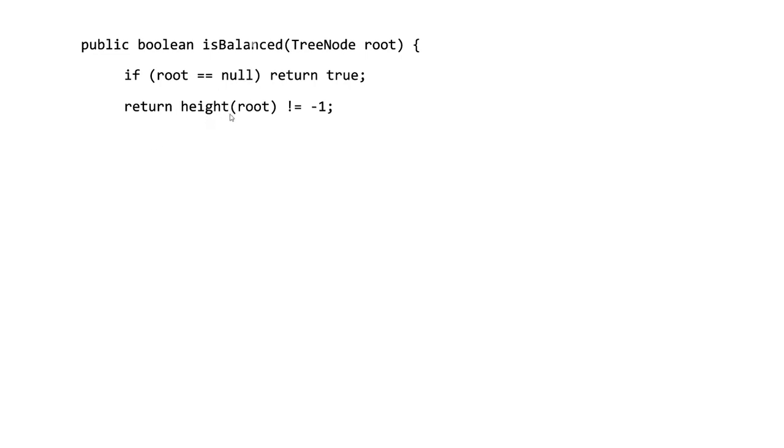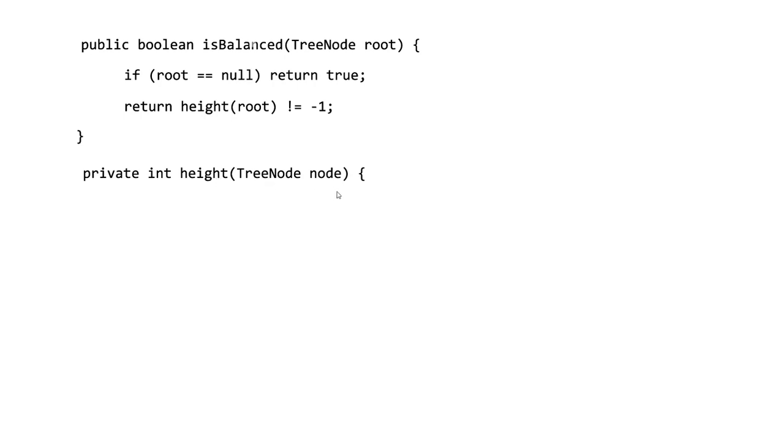Then we're going to return the height. So we need to determine the height of the root, and to do this, we're going to compare the left to the right. And if when we run this method it returns a -1, then that will return a false. Otherwise, anything that's not equal to -1 will return true. All right, so let's define this method.